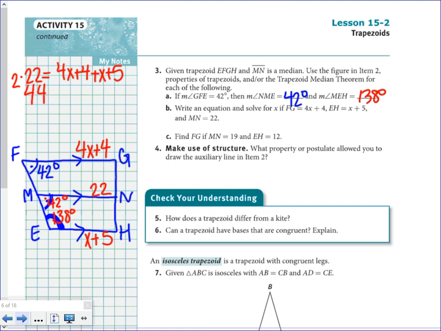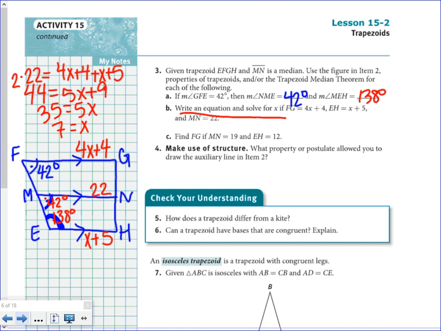So now we're going to multiply and combine like terms. Subtract 9 and divide by 5 to get that x equals 7. And that's all it asks for. Write an equation and solve for x. So x is 7 there.